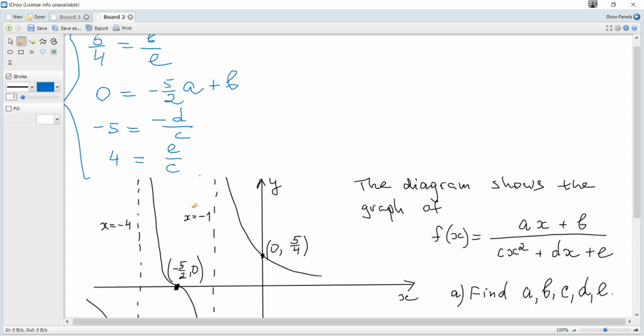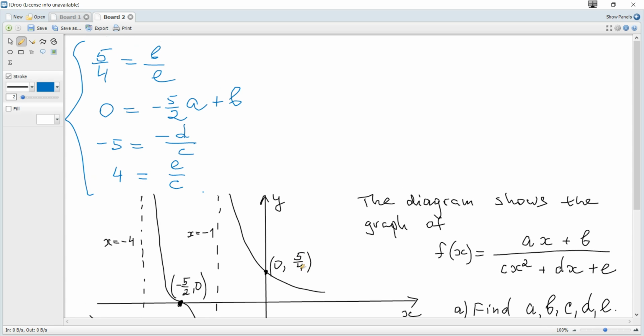and we get 1, 2, 3, 4 equations, but there are 5 unknown coefficients, and we know that to find 5 unknown coefficients there must be 5 equations to get the exact answers. So it seems that it's not enough information, and it's a bit tricky question, but we can notice the next.